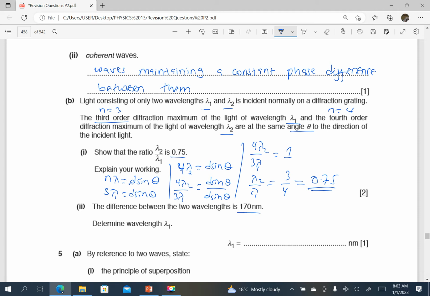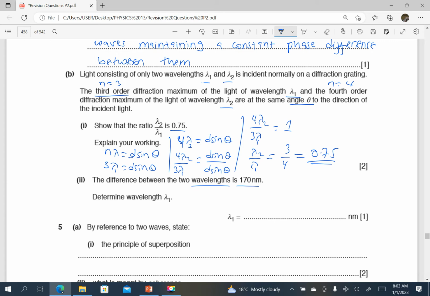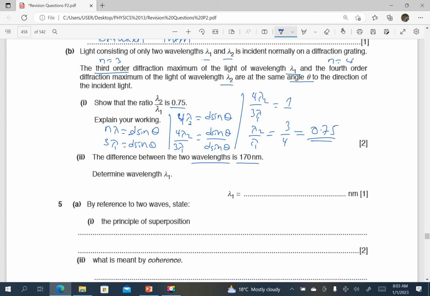The difference between the two wavelengths is 170 nanometers. Difference meaning subtraction. Determine wavelength lambda 1. From this expression here, you see that lambda 2 over lambda 1 is less than 1, meaning lambda 2 is going to be smaller, so lambda 1 is larger. Let me just do simple mathematics. From this expression here, we have that lambda 2 is equal to 0.75 times lambda 1, from this expression in part 1.